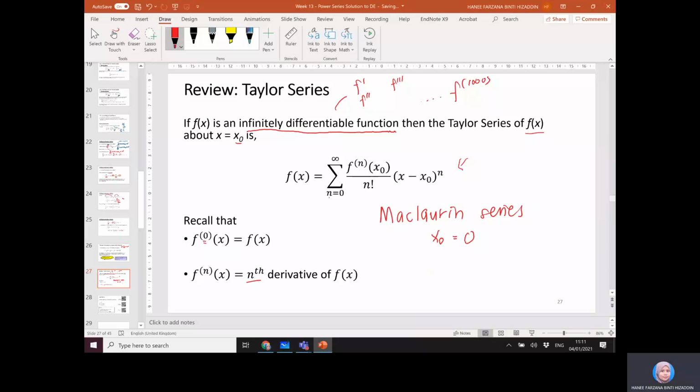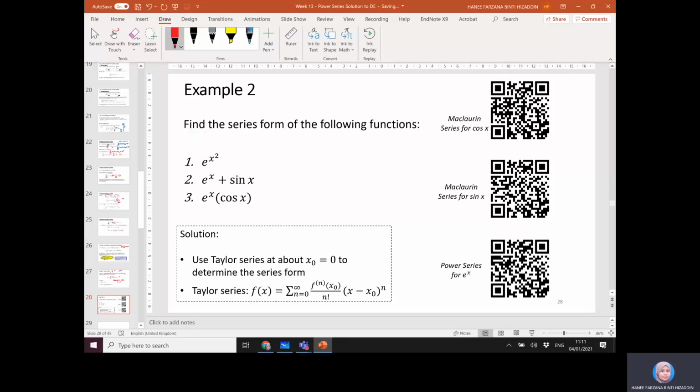Okay, yeah, so let's do a quick example, example 2. Okay, so let's find the power series form of the following function. Because these are all reviews of Taylor series and Maclaurin series.